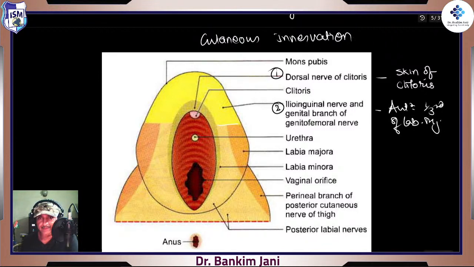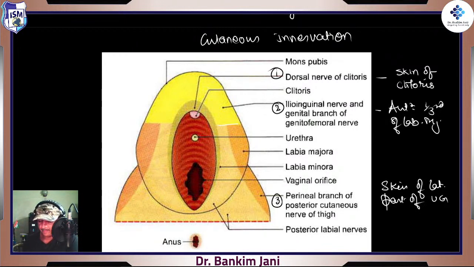And then once again, these perineal branch of posterior cutaneous nerve of thigh. Yes, we were talking about that also. So it will be taking care of the rest, right? This is skin of lateral part of the urogenital region. Plus the anterior part was by ilioinguinal nerve, plus the posterior, rest of the thing, right? Posterior 2/3 of labia majora.